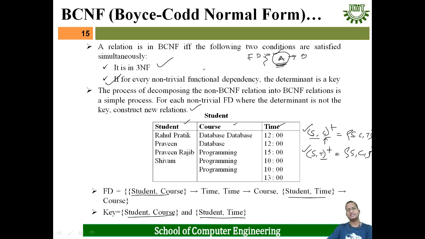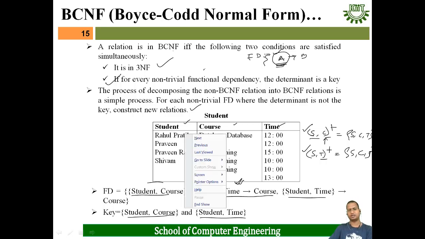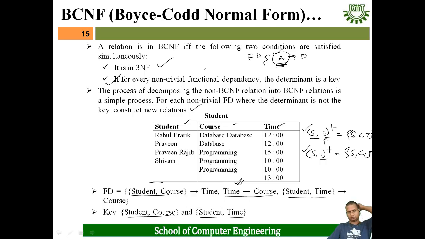Is this table in BCNF? In this functional dependency, this is a key, and in this functional dependency, this is a key. But in this functional dependency, time determining course, time is not a key. Okay, that means this is violating BCNF. Okay, this is not in BCNF.